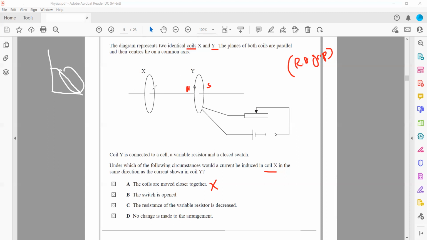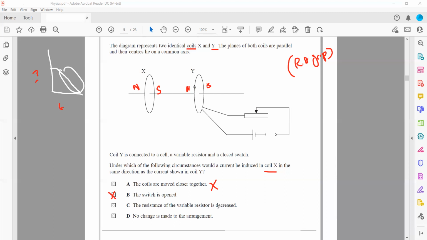So coil X will try to oppose it. And how can it oppose this? By producing a current in a direction so that opposite poles are produced. If it is decreasing, or moving away, it will try to increase. So a south pole is produced here and a north pole on the opposite side. So B is the right answer. When the switch is opened, the current starts to decrease, so coil X will try to induce EMF in the opposite direction.